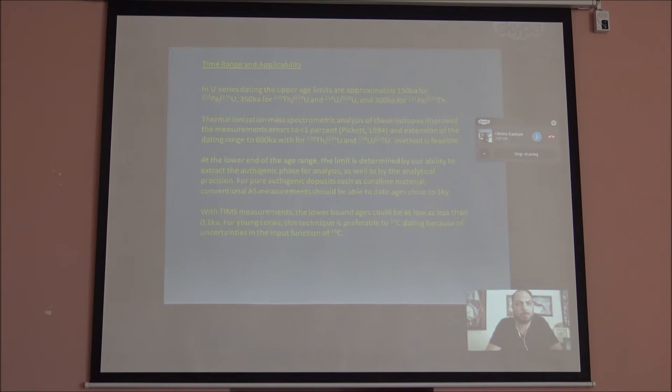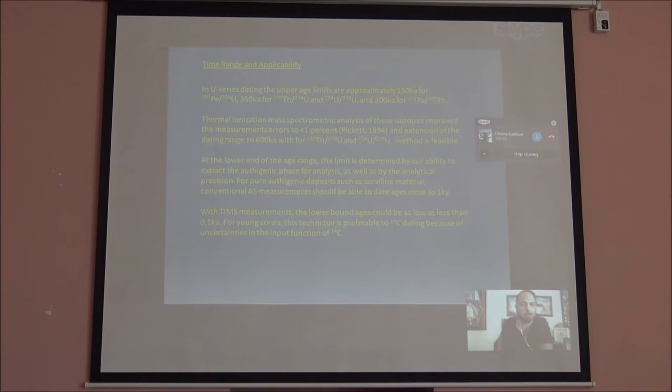In uranium series dating, the upper age limits are approximately 150,000 years for actinium and uranium, 350,000 years for thorium and uranium, and uranium-234 and uranium-238, and 300,000 years for actinium and thorium. The thermal ionization mass spectrometric analysis of these isotopes improves the measurement error to less than 1% and extends the dating range to 600,000 years with thorium and uranium methods.